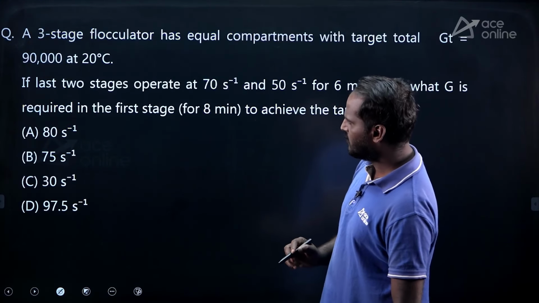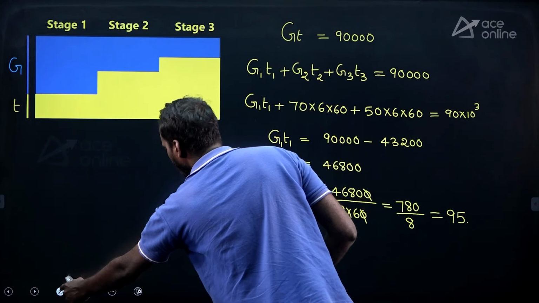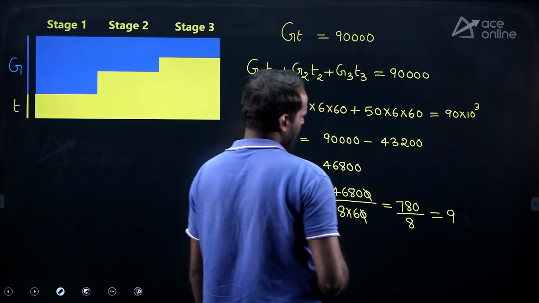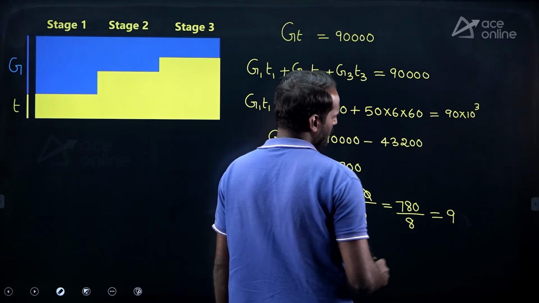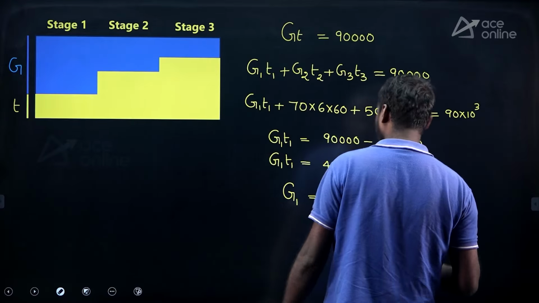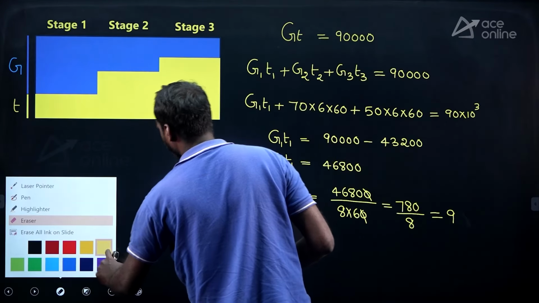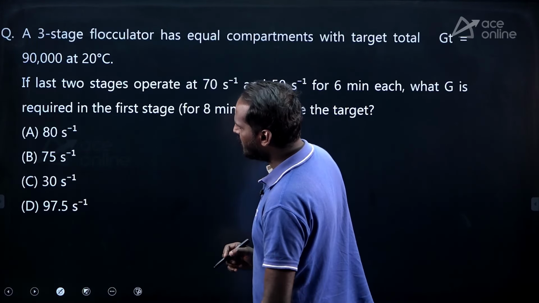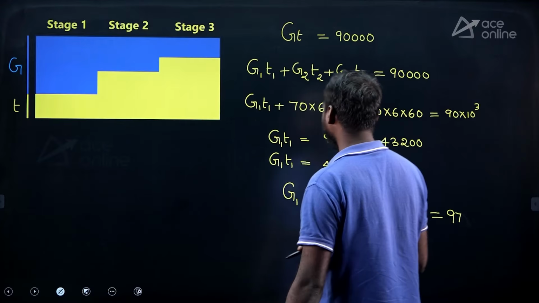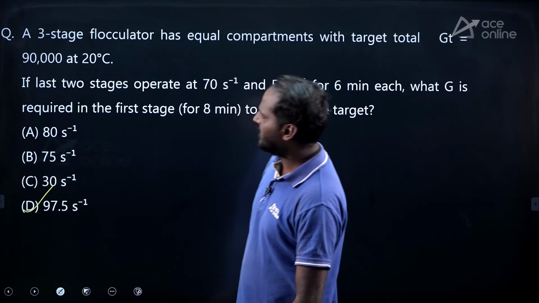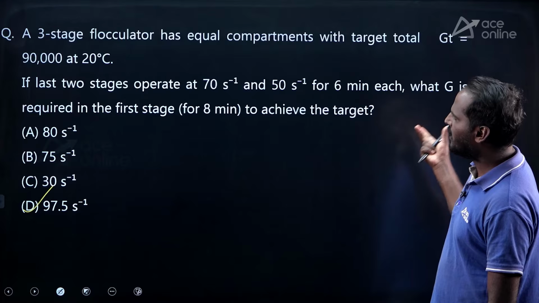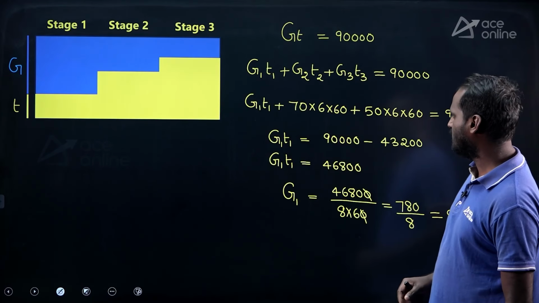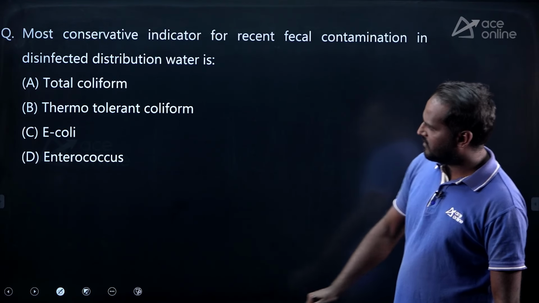Let me check again. You'll get 780 by 8, right? 8 9s are 72, 60 remaining, 8 7s are 56. I'm sorry for this, this is 97.5. Therefore, option D is correct. Very easy. You need to distribute the entire GT value among the various stages given, right? Very easy to evaluate. This is the G1 value. Okay, look at this very simple question.